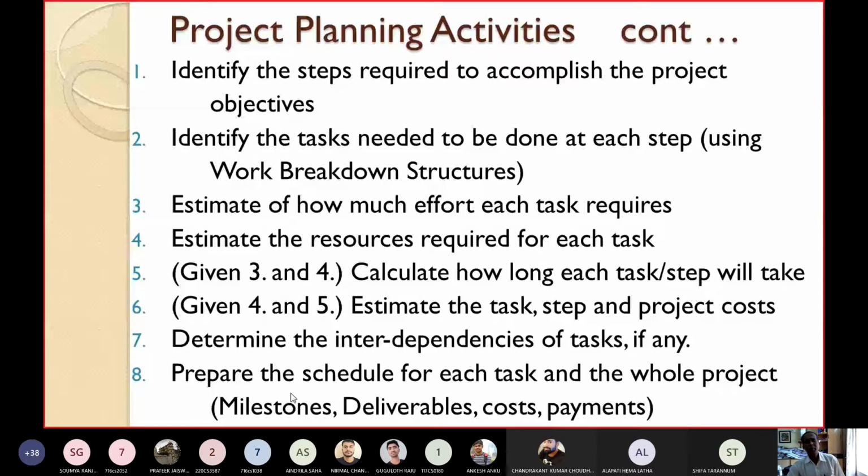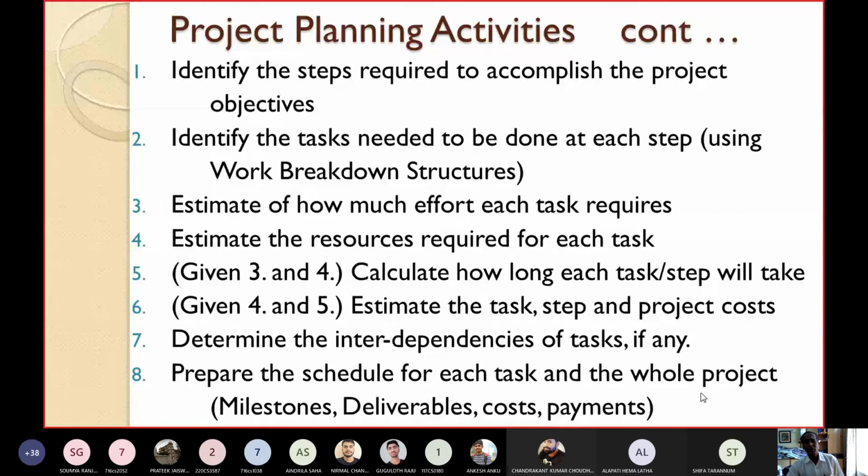Prepare the schedule for each task and the whole project. Then you have to prepare the final schedule for each task and the whole project. For each task, you can prepare the schedule: this task should start when and finish when. Which task will be started and finished, when the whole project will be started, and when it is expected to be completed.